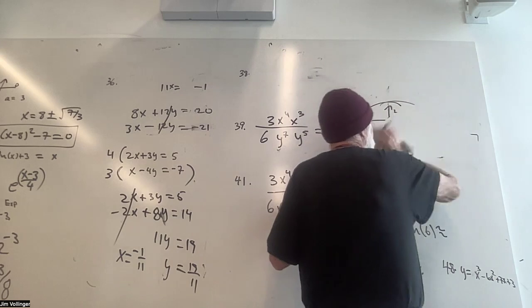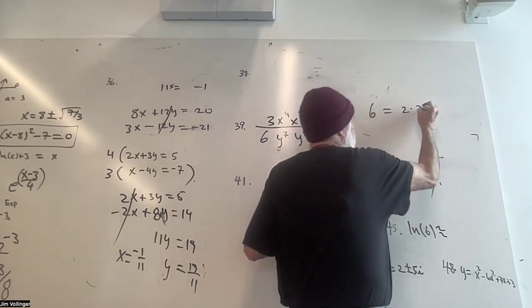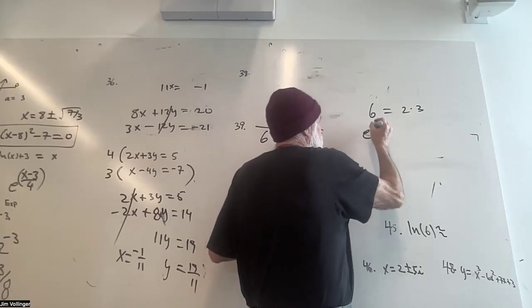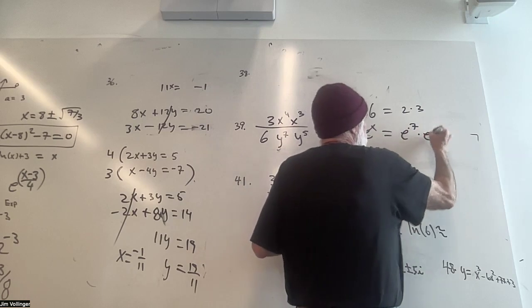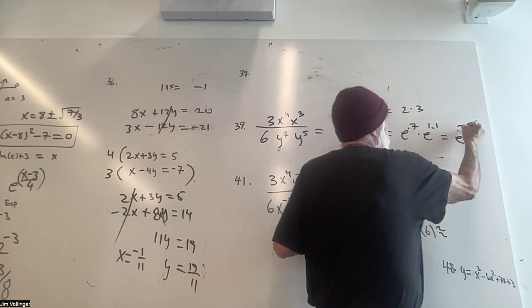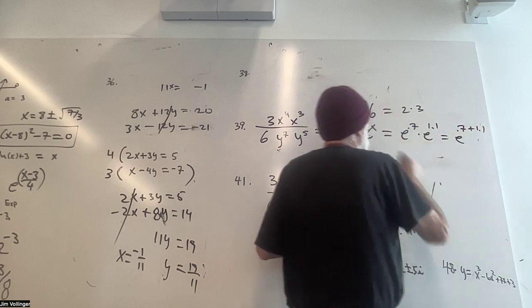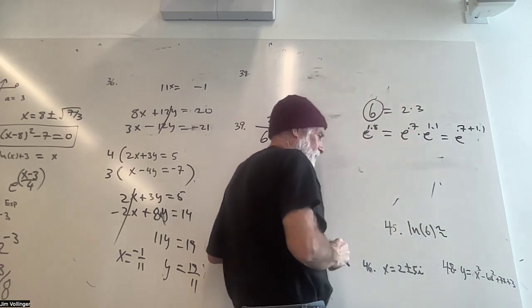The element of 6 leads us into the rules of logarithms. So 6 is equal to 2 times 3. I'm looking for e notation. e to the what? Well, I know 2 is e to the 0.7, and I know 3 is e to the 1.1. So I know that that is equal to e to the 0.7 plus 1.1. So e to the 1.8 is approximately 6.